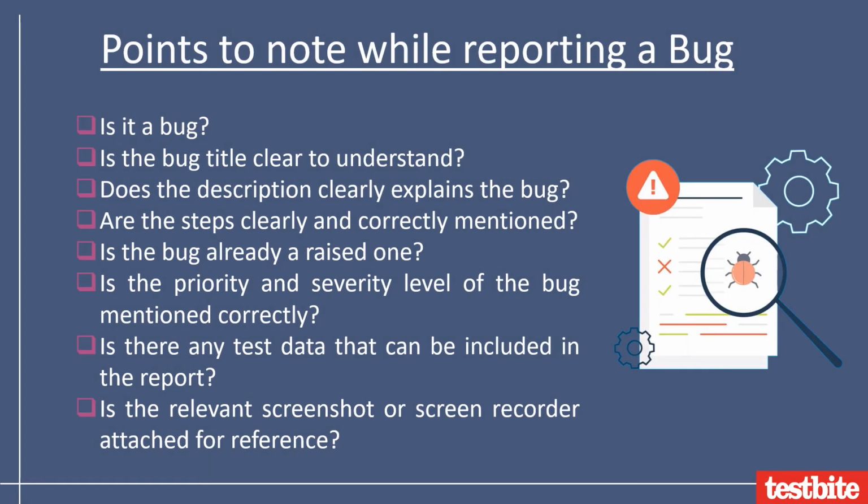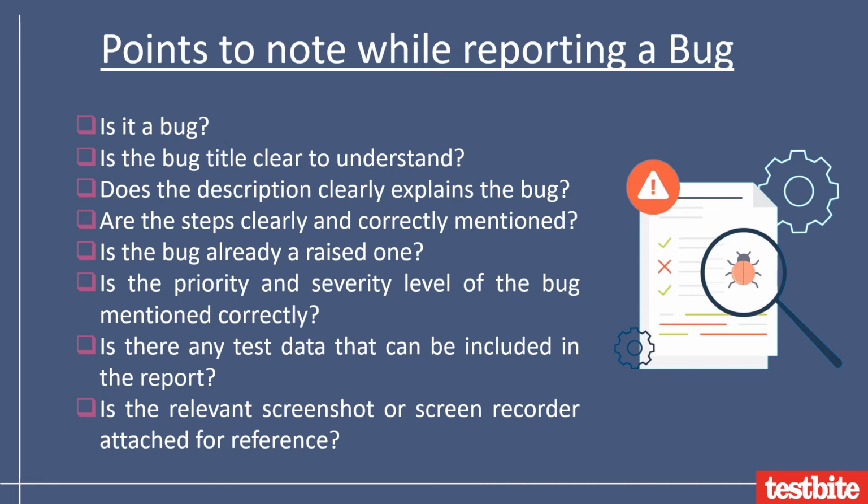Okay, now we have looked into what is a bug report, why we need a bug report, and its main features. But before and while you log a bug, there are certain key points to consider. The following list shows some of the key points to note while reporting a bug. First, is it actually a bug you're going to report? Is the bug title clear to understand? Does the description clearly explain the bug? Are the steps clearly and correctly mentioned so that it will be easier for the developer to reproduce? And so that you as a tester will not get disappointed by getting the bug rejected by the developer saying it is not reproducible. Then, is the bug already a raised one?